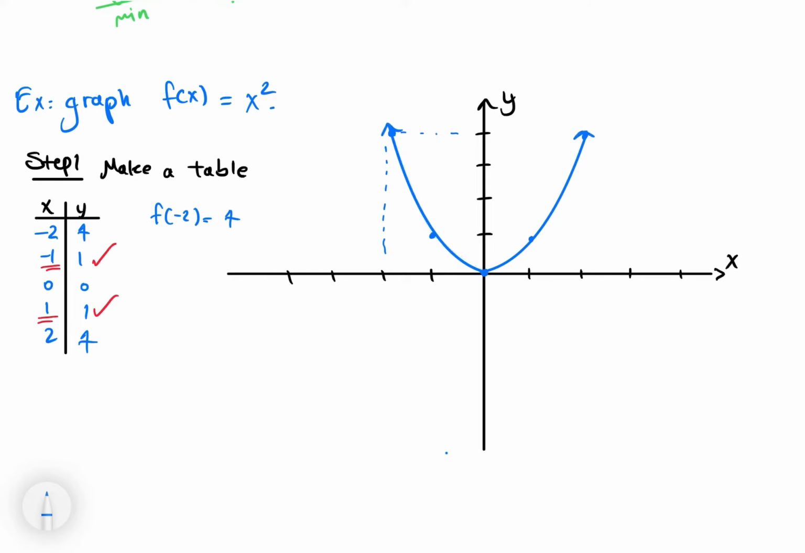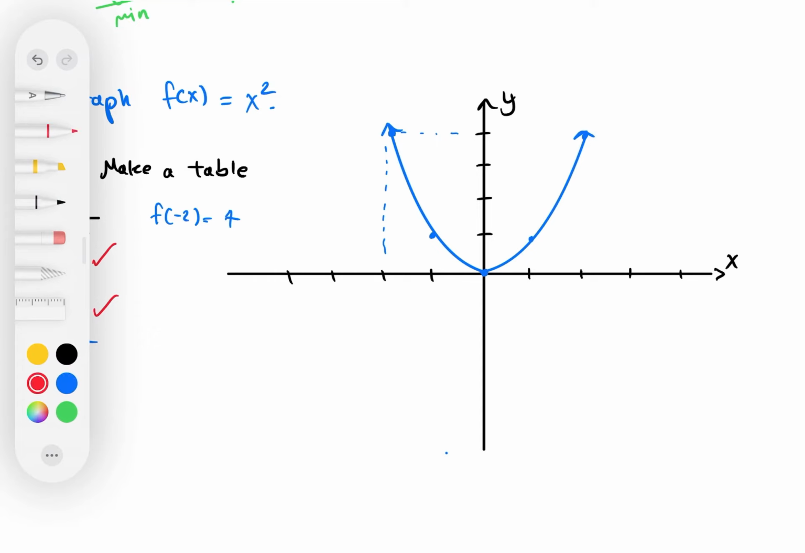Now, the cool thing about this graph is, as you can see, the right side is like a mirror of the left side. So it's symmetrical. The line that divides these two parts into two symmetrical parts is known as the axis of symmetry. Sorry, the vertex is what's right here.